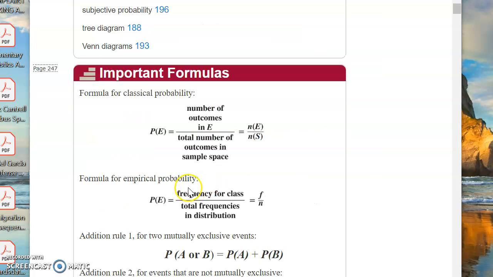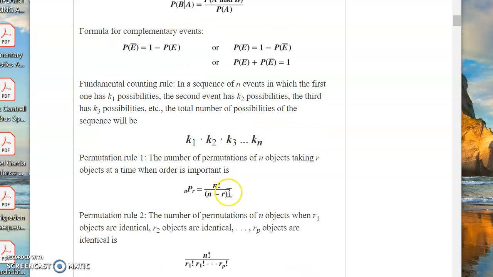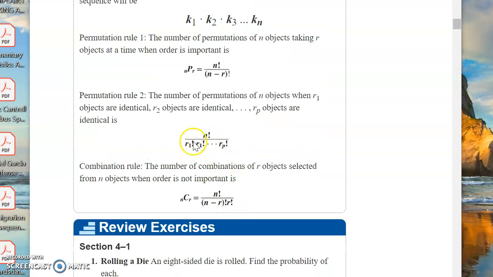Okay, all right, one more thing. On page 247, the important formulas, there is another typo here, unfortunately. If you look in the book, it's n factorial over r1 factorial, r2 factorial, r3 factorial, dot, dot, dot, all the way up to rp factorial. So in your textbook, it's wrong. So make sure you fix that.